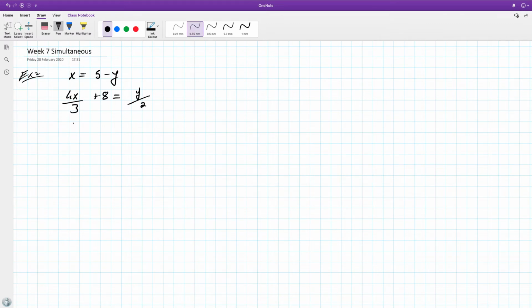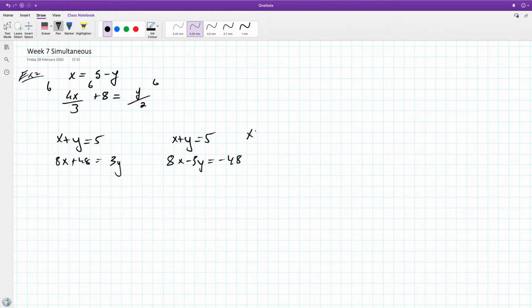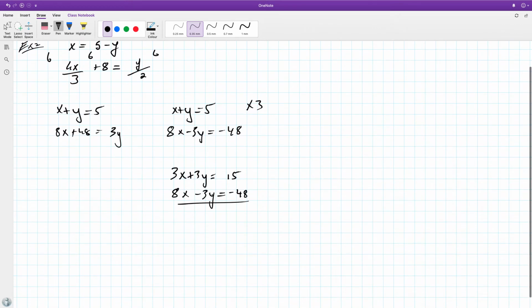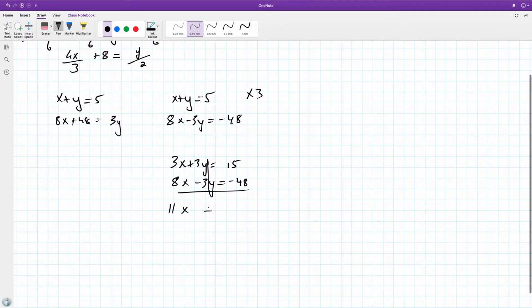Yeah, perfect. Right, x plus y is equal to 5. Multiply across by 6, 6, 6. 3 into 6 goes 2, by that is 8x. Plus 8 is plus 48, is equal to 2 into 6 goes 3, y. That's x plus y equals 5. That's 8x minus 3y is equal to minus 48. Multiply the top by 3: 3x plus 3y is equal to 15. 8x minus 3y is equal to minus 48. They cancel. 11x is equal to minus 33. X equals minus 3.